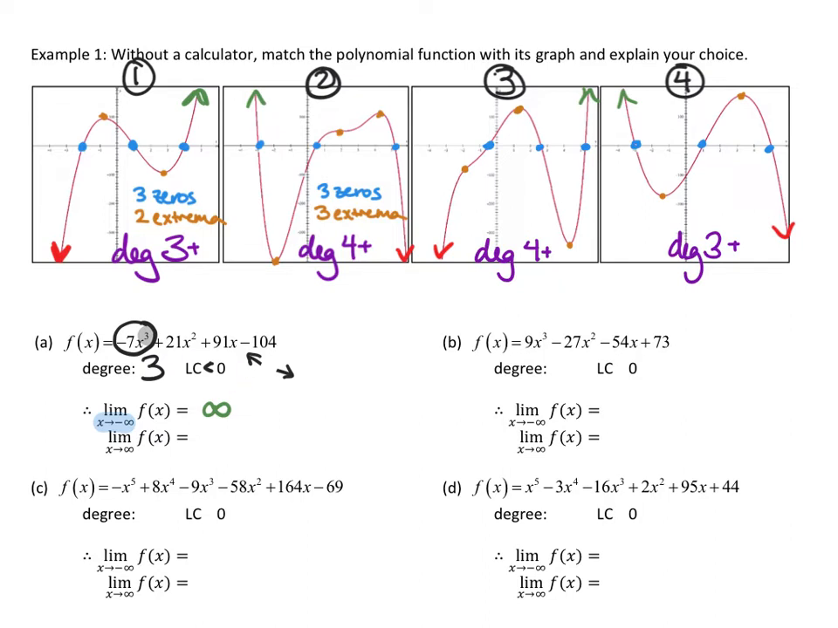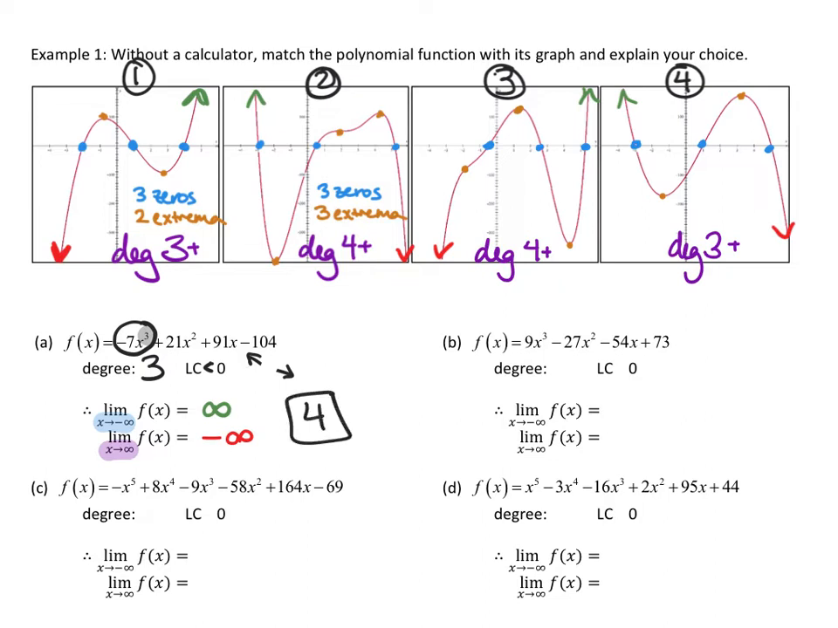Okay, and then as we go to the right, as x approaches positive infinity, that graph should be going downhill to negative infinity. So which one of the graphs, 1, 2, 3, or 4, has an end behavior that goes positive infinity, then negative infinity, and has a degree 3 polynomial? Yeah, this is going to be graph number 4.